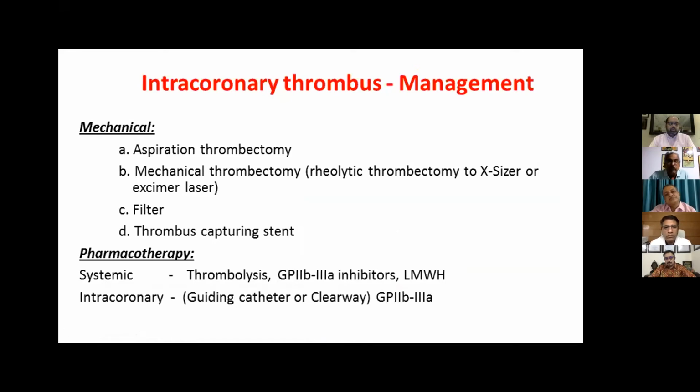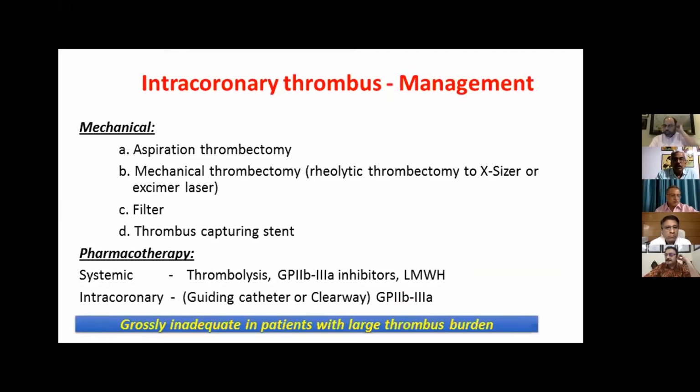So the large thrombosis you can treat either mechanically by aspiration thrombectomy or mechanical thrombectomy, filters, thrombus capturing stents like M-guard, and pharmacotherapy with thrombolysis, 2B3A receptor blocker, low molecular weight heparin, and intracoronary. You can give many of these through either the guiding catheter or clearway catheters, or sometimes we can use balloons. But unfortunately, most of these are inadequate in large thrombus burdens.